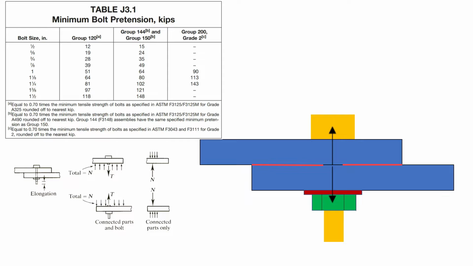As a nut is turned and advanced along the threads of a bolt, the connected parts undergo compression and the bolt elongates.